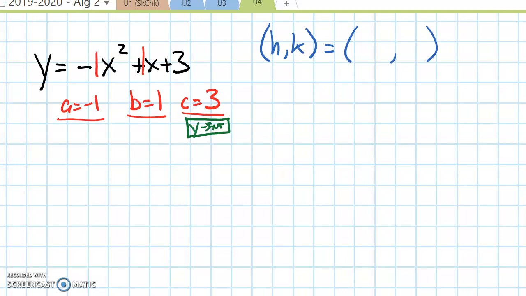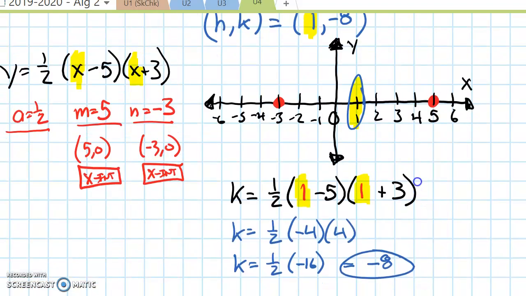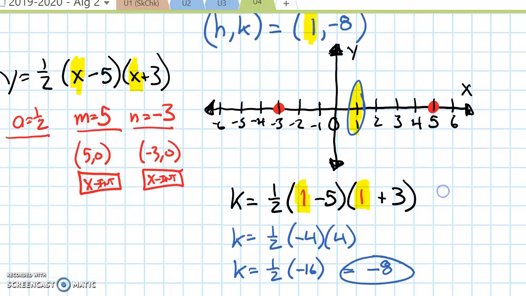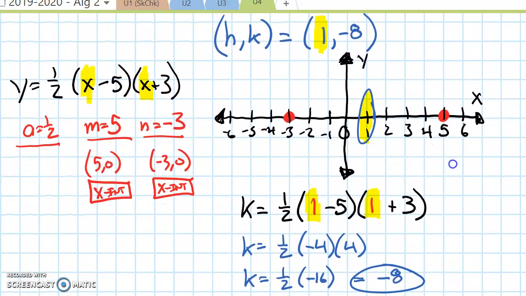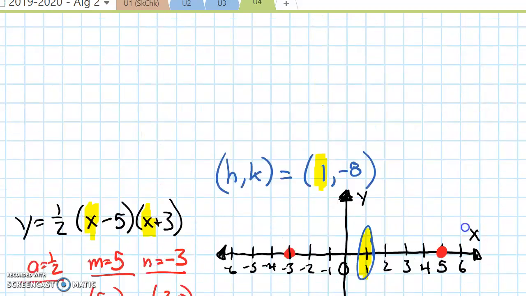So to figure out what h is equal to, we have a formula to help us find this. And that formula is h is equal to negative 1 times b, all divided by 2a. So substituting our known values and simplifying, we get an h value of 1/2, or 0.5. Now, just like before, when we were simplifying in intercept form to find the k value once we know the h, we simply resubstitute into our original equation and find our k value.